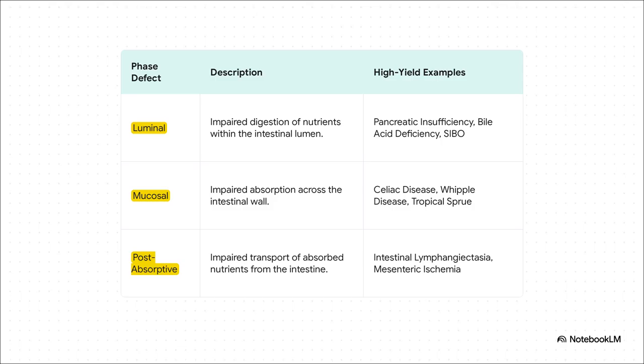And then finally, you've got to consider if it's post-absorptive. This means the nutrients get absorbed just fine, but they can't be transported away, maybe because of a blocked lymphatic vessel. Thinking in these 3 buckets, lumen, wall, transport, is a total game changer.